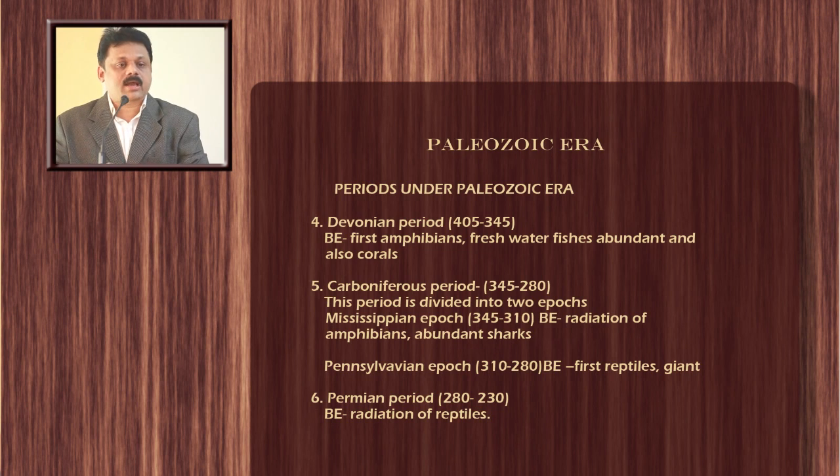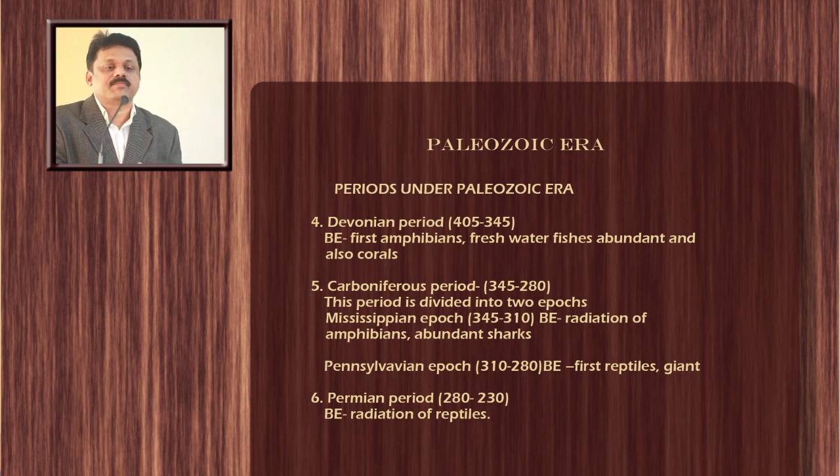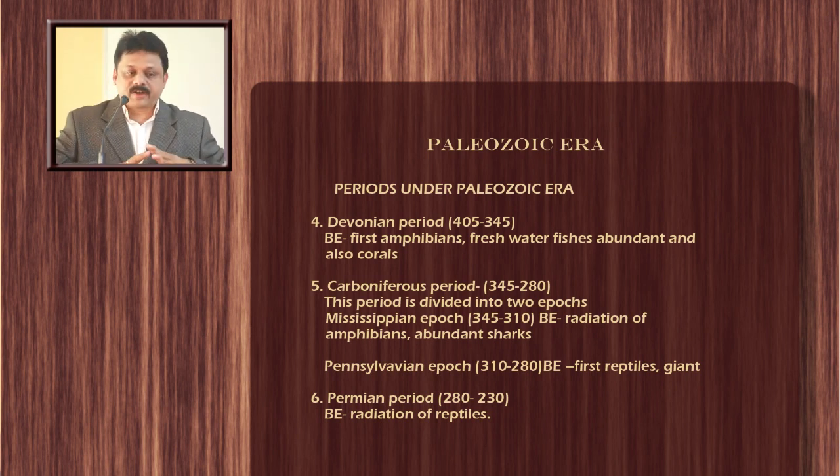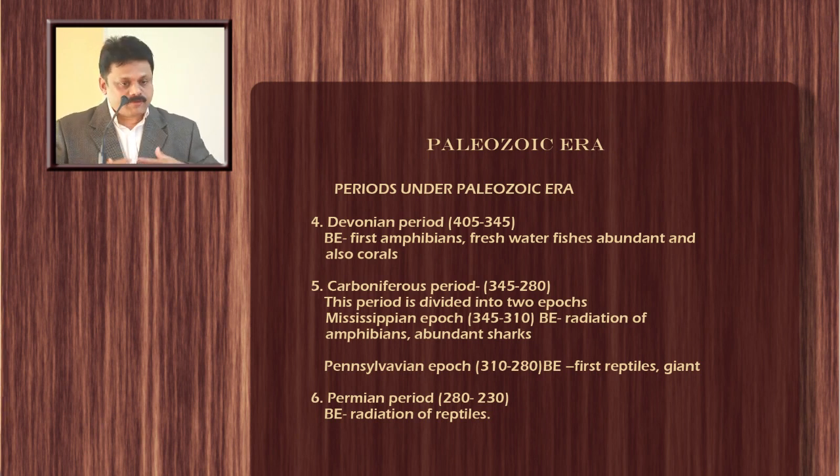The last and the sixth period of the Paleozoic era is referred to as the Permian period. The Permian period is between 280 to 230 million years before present, and the major biological event that took place during the Permian period is the radiation of the reptiles. So the reptiles which evolved during the Pennsylvanian epoch of the Carboniferous period started radiating to different parts of the world, different parts of the earth, during the Permian period, that is between 280 to 230 million years before present.